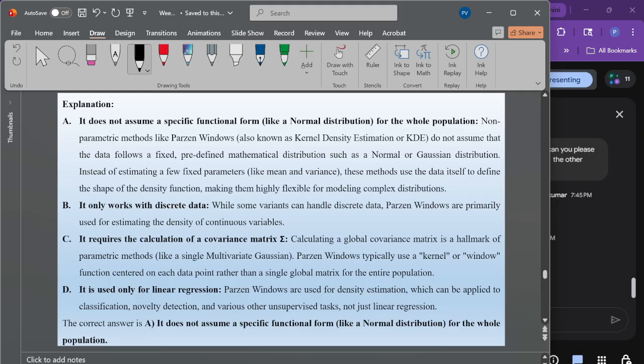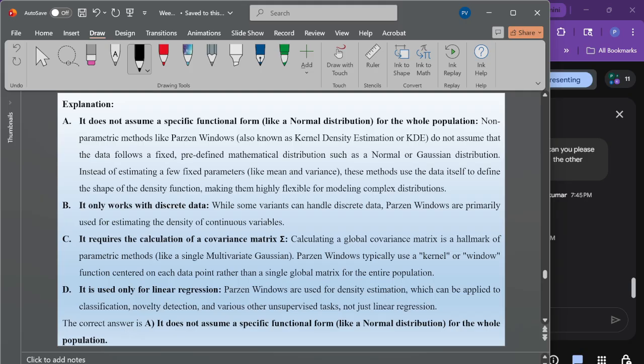So that is the correct answer for our question. We will see the other options as well. It only works with discrete data. While some variants can handle discrete data, Parzen windows are primarily used for estimating the density of continuous variables, not discrete. It requires the calculation of the covariance matrix. Calculating a global covariance matrix is a hallmark of parametric methods like a single multivariate Gaussian. Parzen windows typically use a kernel or window function centered at each data point rather than a single global matrix for the entire population.